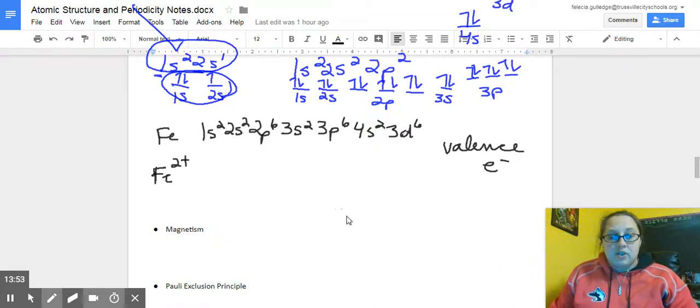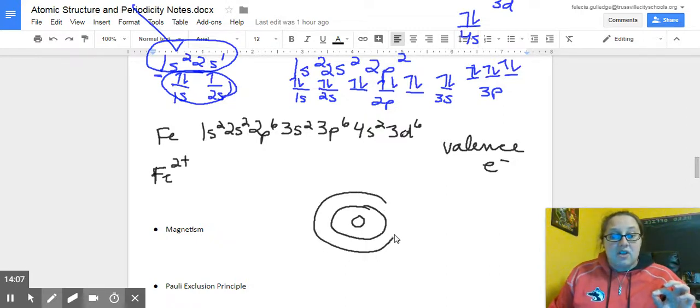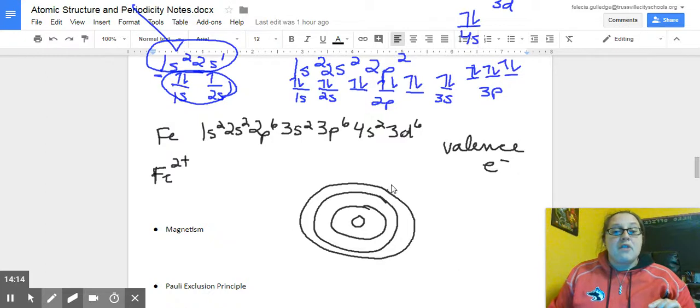You have 1s2. So remember how we drew those energy levels? You have 2 electrons in the first energy level. 2s2, 2p6. That means you have 8 electrons in that second energy level. 3s2, 3p6. That means you have 8 electrons in this energy level. 4s2, you have another energy level. And then the 3d6 means that there's actually 6 more in this third energy level. Okay? There's your nucleus right there in the center.